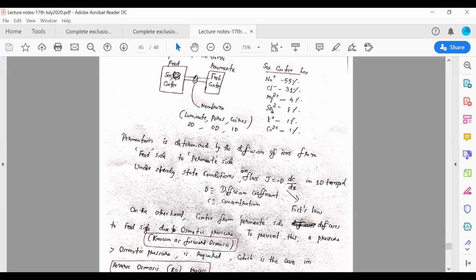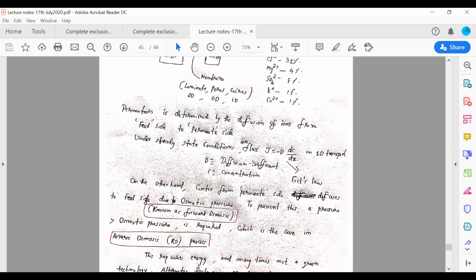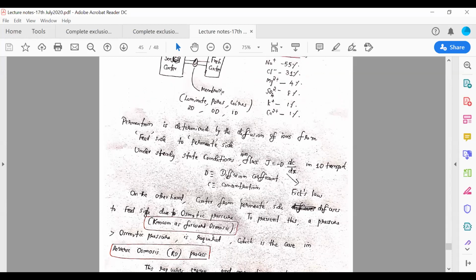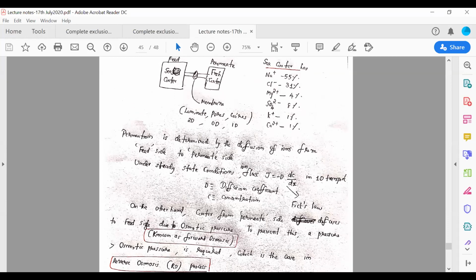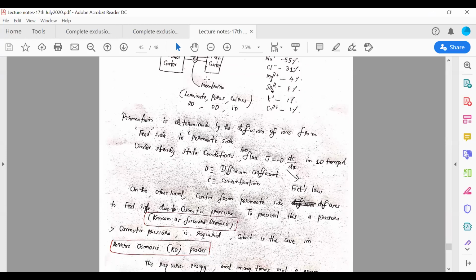So then what happens? There is a difference of ions, so obviously there will be a diffusion. The diffusion process is governed by Fick's law. So this is the diffusion current J, which is proportional to the concentration gradient. If I take the one-dimensional transport, it is dC by dx, where dC is the difference in concentration between these containers, reservoirs. So this is governed by Fick's law.